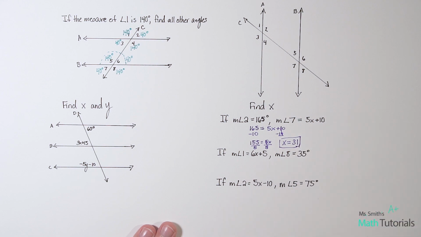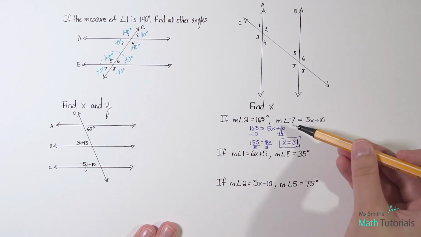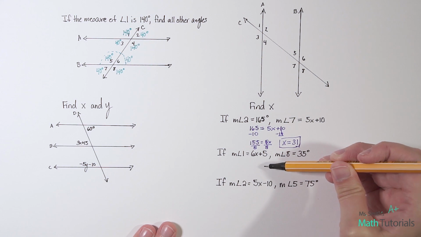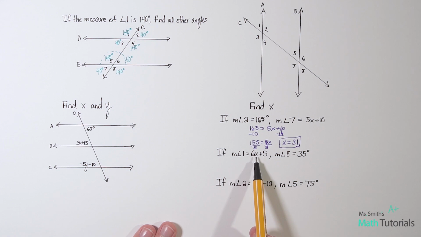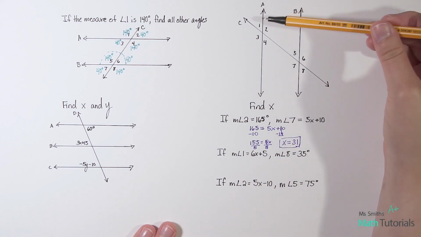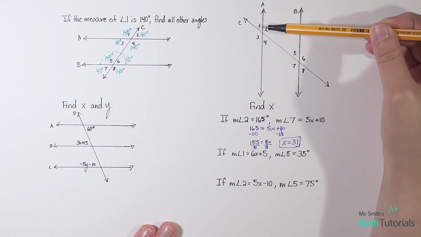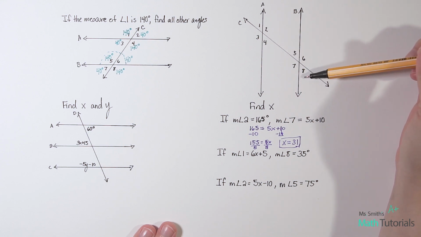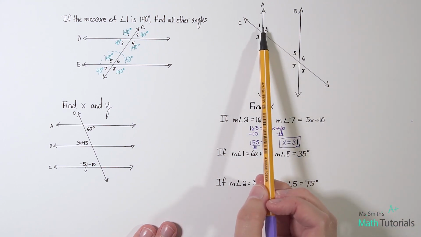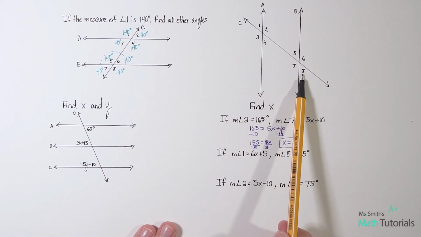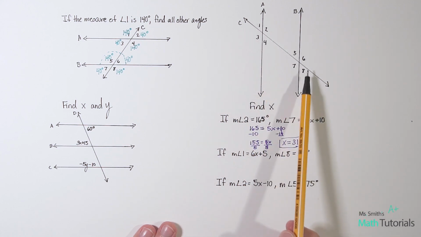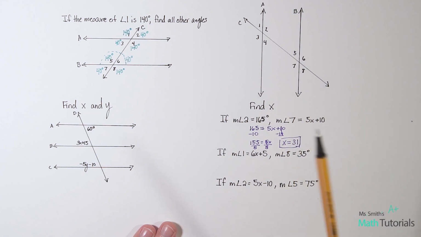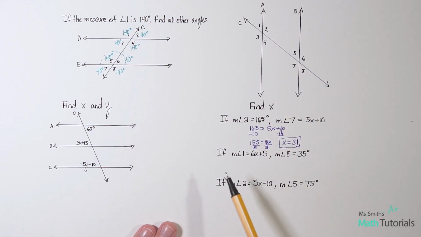All right, now let's look at the next one. So again, this is a totally different problem, we're getting rid of that 165, moving on. For this one, it says the measure of angle 1 is 6x plus 5. So we're right here at angle 1. The measure of angle 8 down here is 35 degrees. So let me see, what is the relationship between 1 and 8? Well, I see they are on the outsides of the parallel lines, and they are on opposite sides of the transversal. So that tells me these have to be alternate exterior angles.